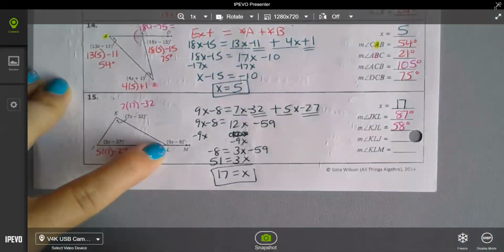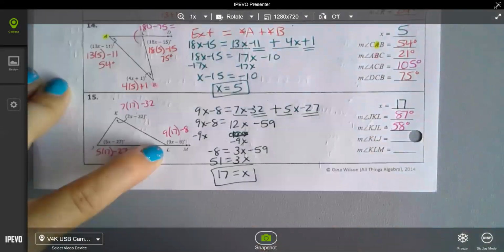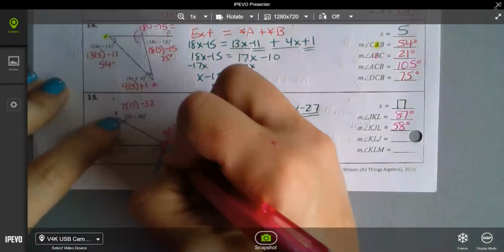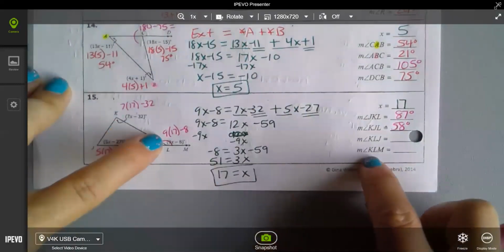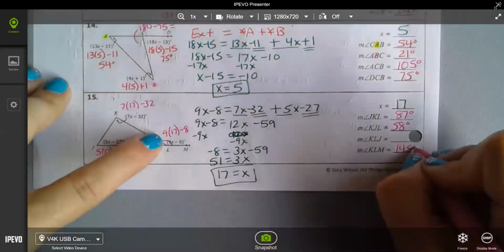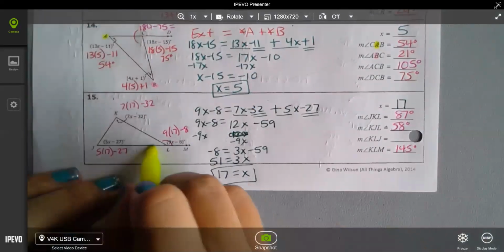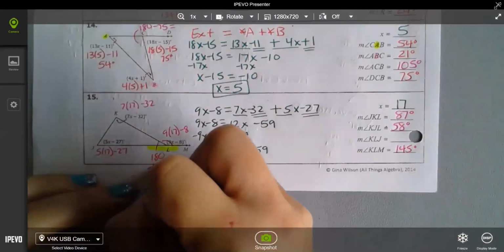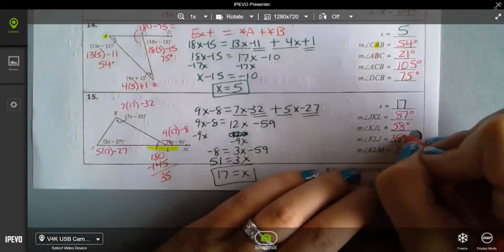And now I can come right here. This is going to be 9 times 17 minus 8. So L in the middle, and it's in between K and M. That's this angle right here between K and M. So KLM, 9 times 17 minus 8, that's a 145-degree angle. And then how can I figure out what this angle is? Well, it's a straight line. So that means 180, and I'm subtracting off the 145 that we just found, and that's going to leave me with 35. So 35 degrees on that one.